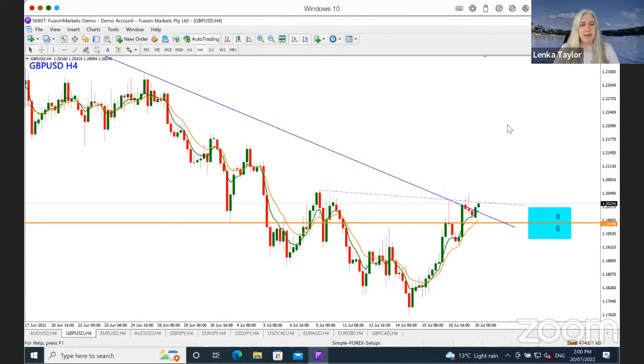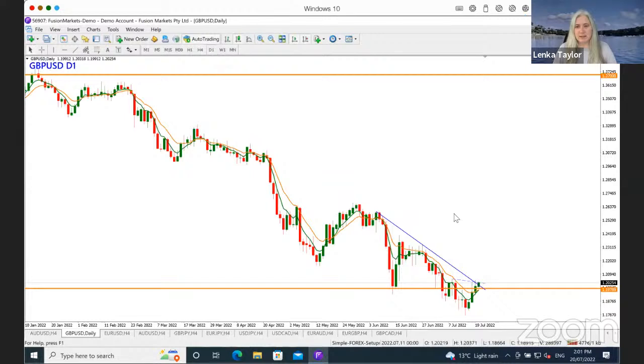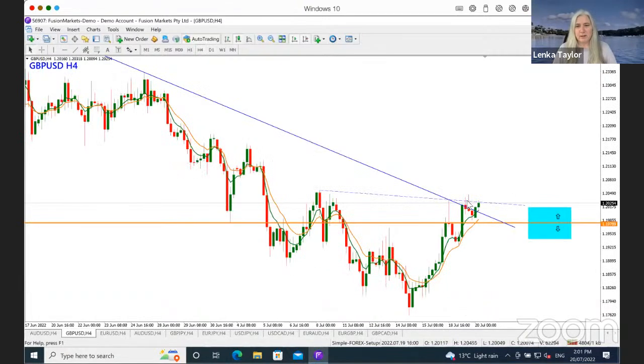The first currency pair I'll be looking at is GBP USD. And GBP USD at the moment, I am a little undecided where this might be heading. So on the daily time frame, we're still in the downtrend, but we already have one daily close above what was the support line. So on the 4-hourly, I am looking to see what happens in this area.